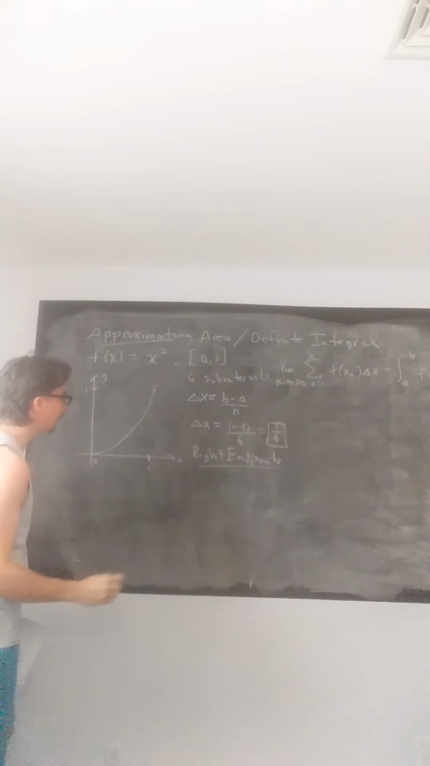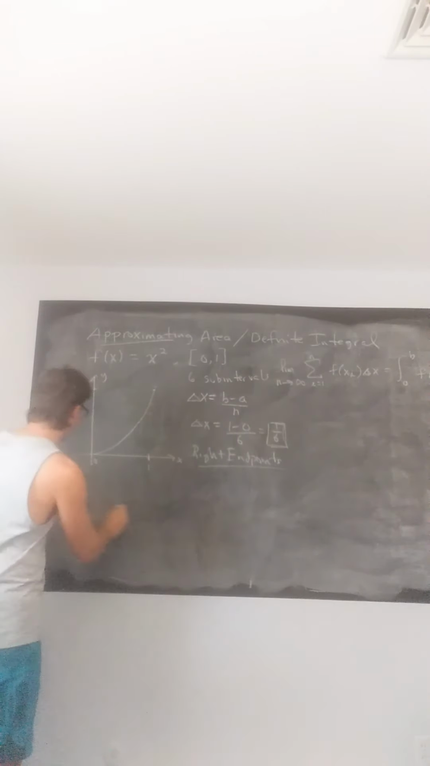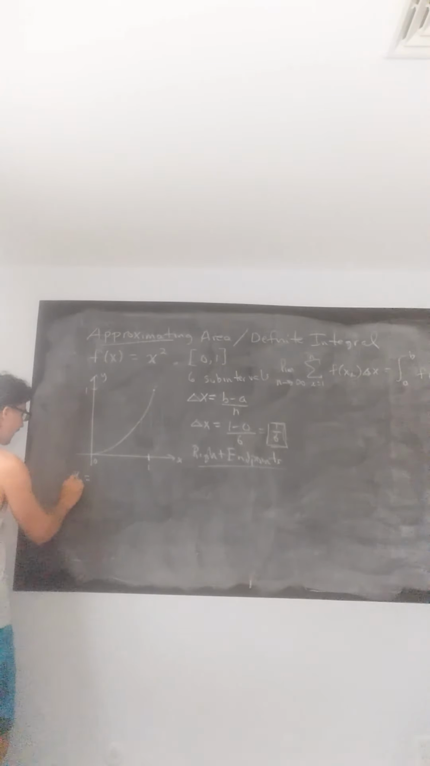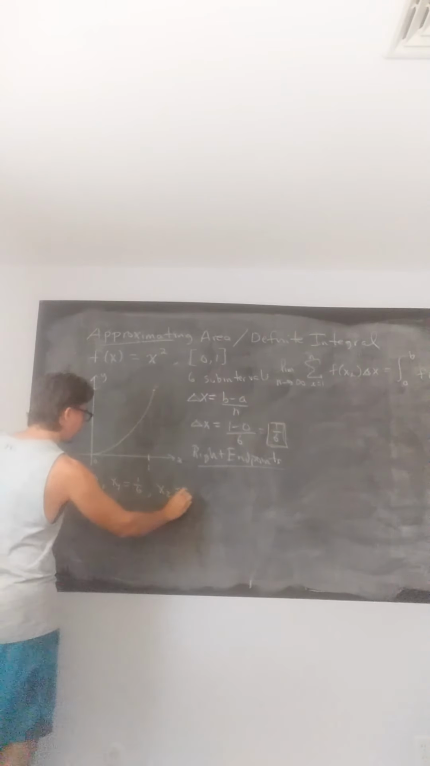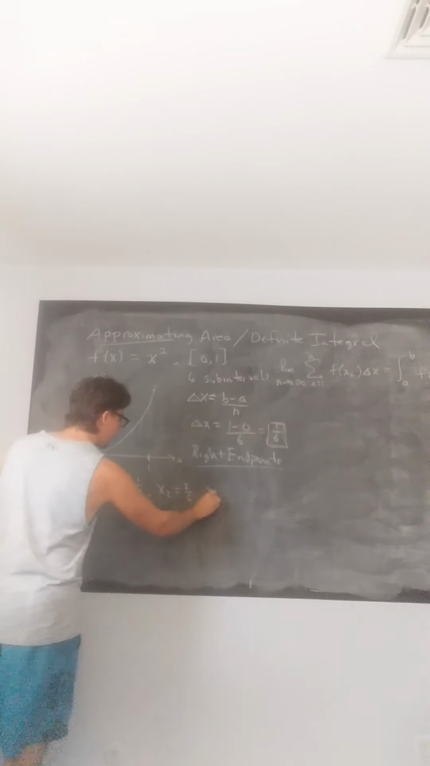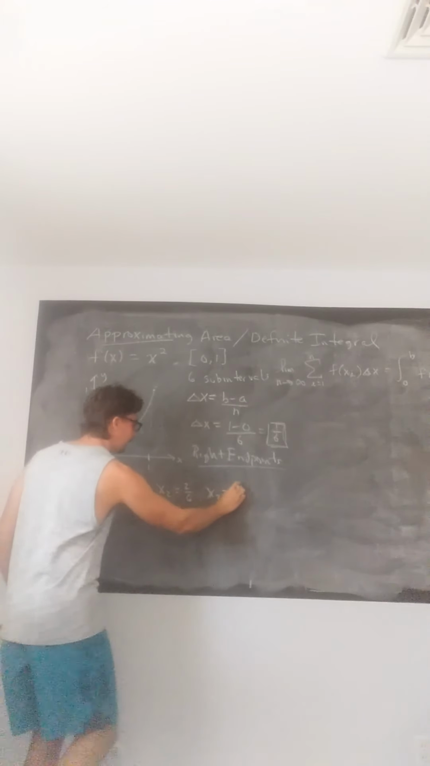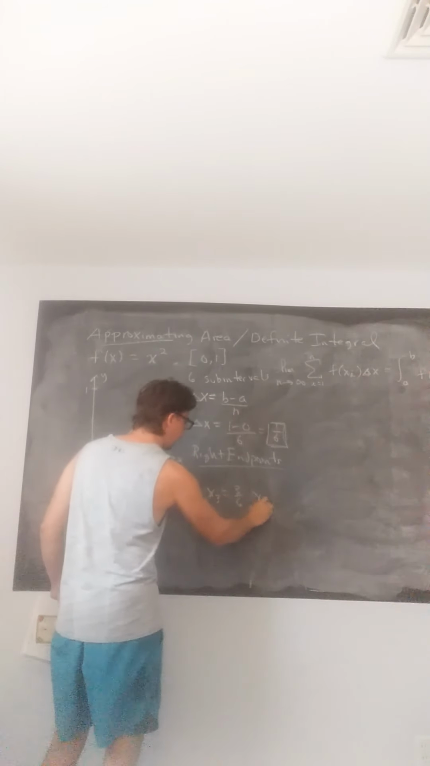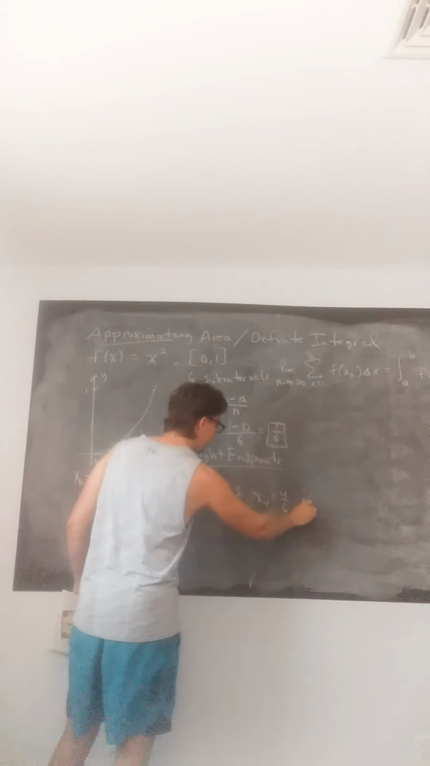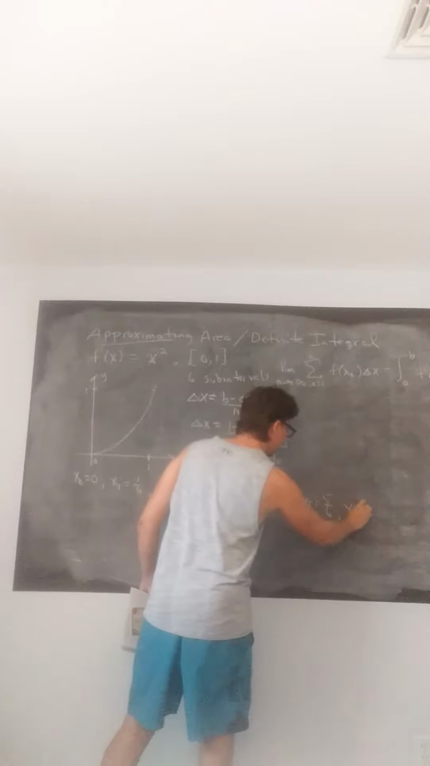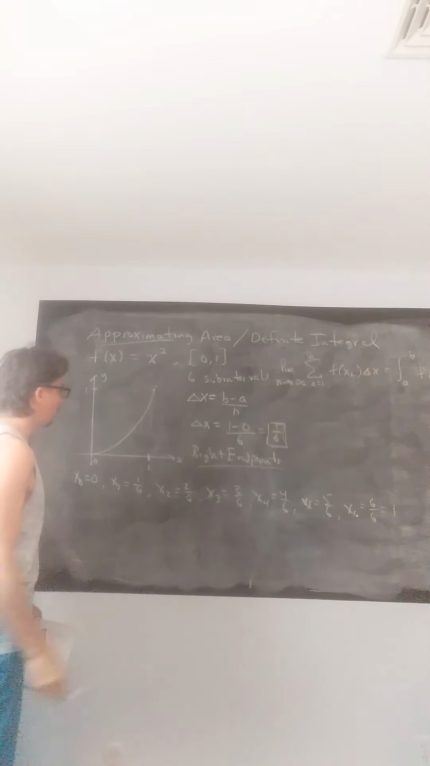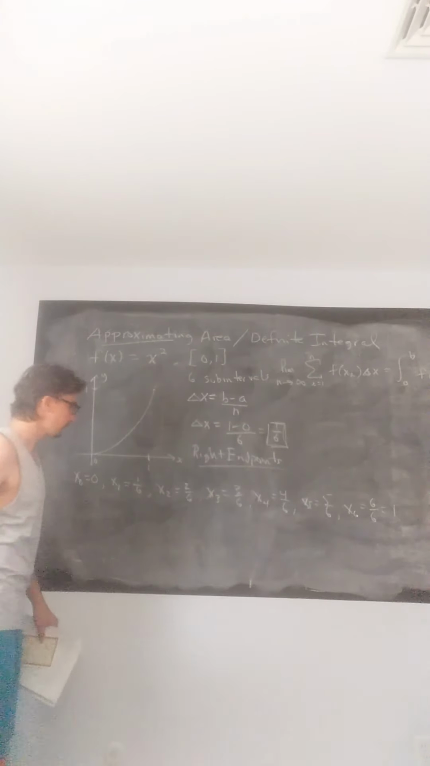What would these subintervals look like? We would have x naught to start, which is 0. X sub 1 would be 1/6. X sub 2 would be 2/6. X sub 3 would be 3/6. X sub 4 would be 4/6. X sub 5 would be 5/6. And x sub 6 would be 6/6 or 1. So we covered all of that interval from 0 to 1.